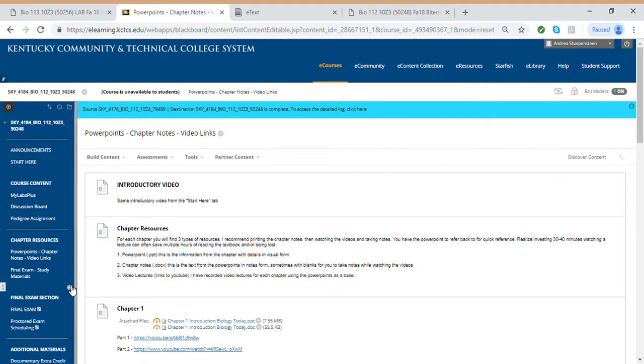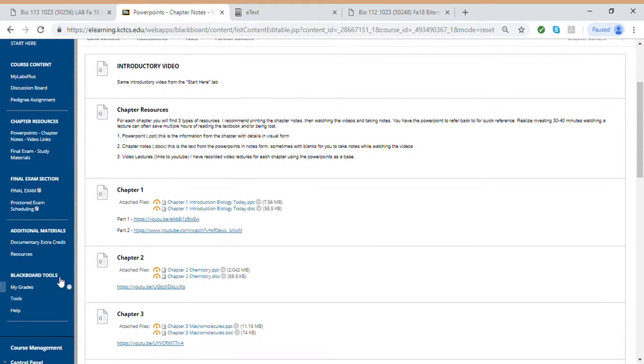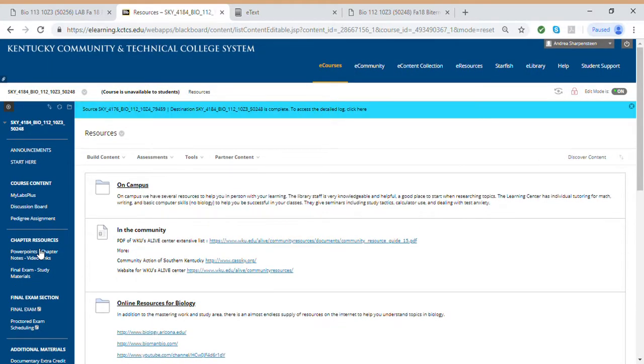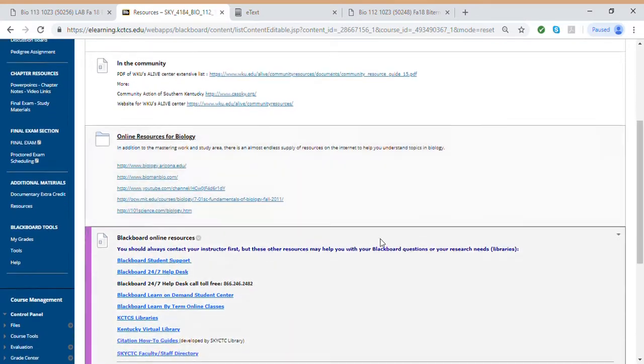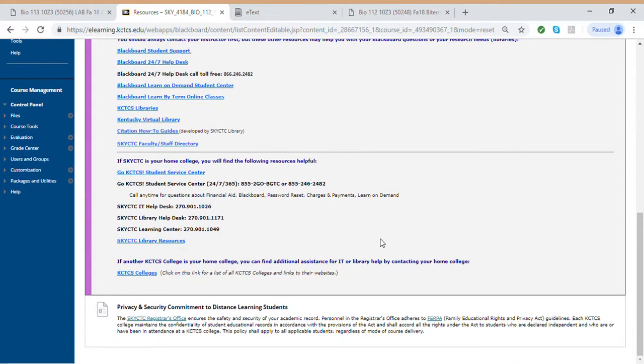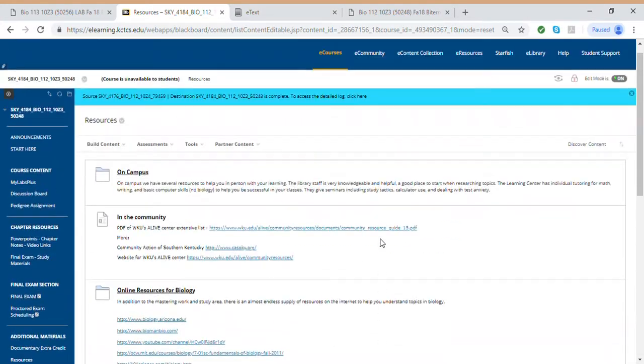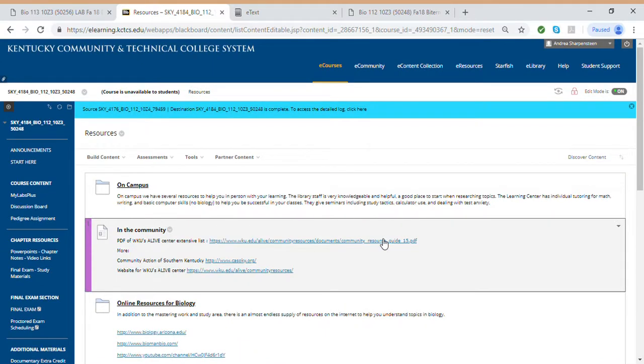Additional resources. You have a library on campus if you need quiet time or computers. And just read through these other additional resources because some of them you might actually like. Lastly, don't ever be shy to ask for help. The following information is super important.